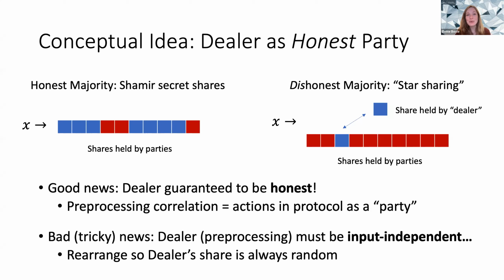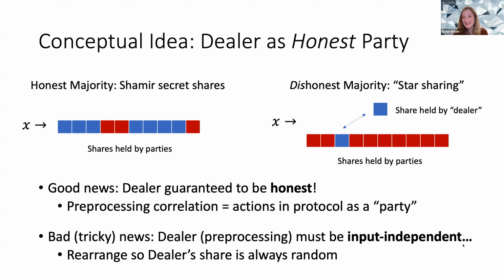Okay, so this star sharing, I'm not going to tell you what it is. I'm just going to put it out there. But essentially it means that, unlike Shamir secret shares where you had robustness of encoding secret values, here it could be that all the parties but one are corrupt. But because the dealer is guaranteed to be honest, you always have some form of robustness where the honest party together with the dealer have shares that allow you to reconstruct.